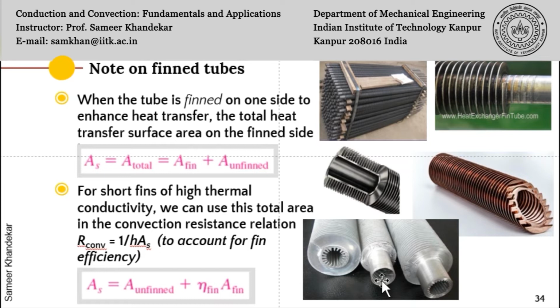So this decision has to be taken. It's a techno-economic decision. On one side you want to maximize the heat transfer coefficient, but on the other side you don't want to employ a tube which is very expensive to manufacture. So you have to do a trade-off. There are certain tubes which have only fins on outside and they are smooth from inside.